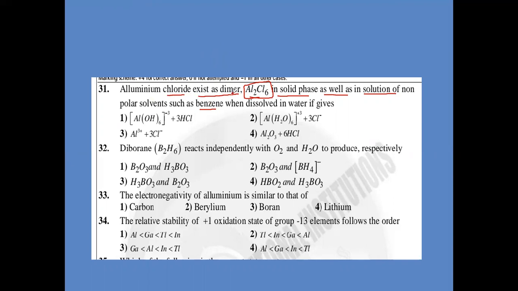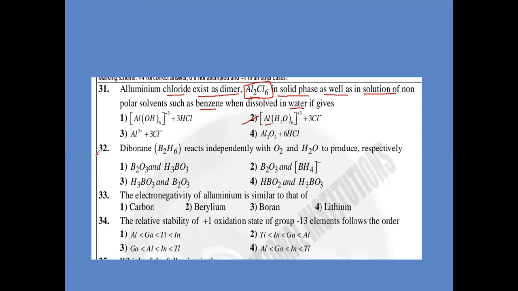Aluminium chloride exists as a dimer in the form of Al2Cl6 in solid phase as well as in solution of nonpolar solvents such as benzene. When dissolved in water, what form will it exist in? So the aluminium chloride will exist in the form of [Al(H2O)6]3+, and 3 Cl- ions will be produced. So AlCl3 in water acts as ionic in nature. It has ionic nature in water, but it is covalent in nature in solid phase.